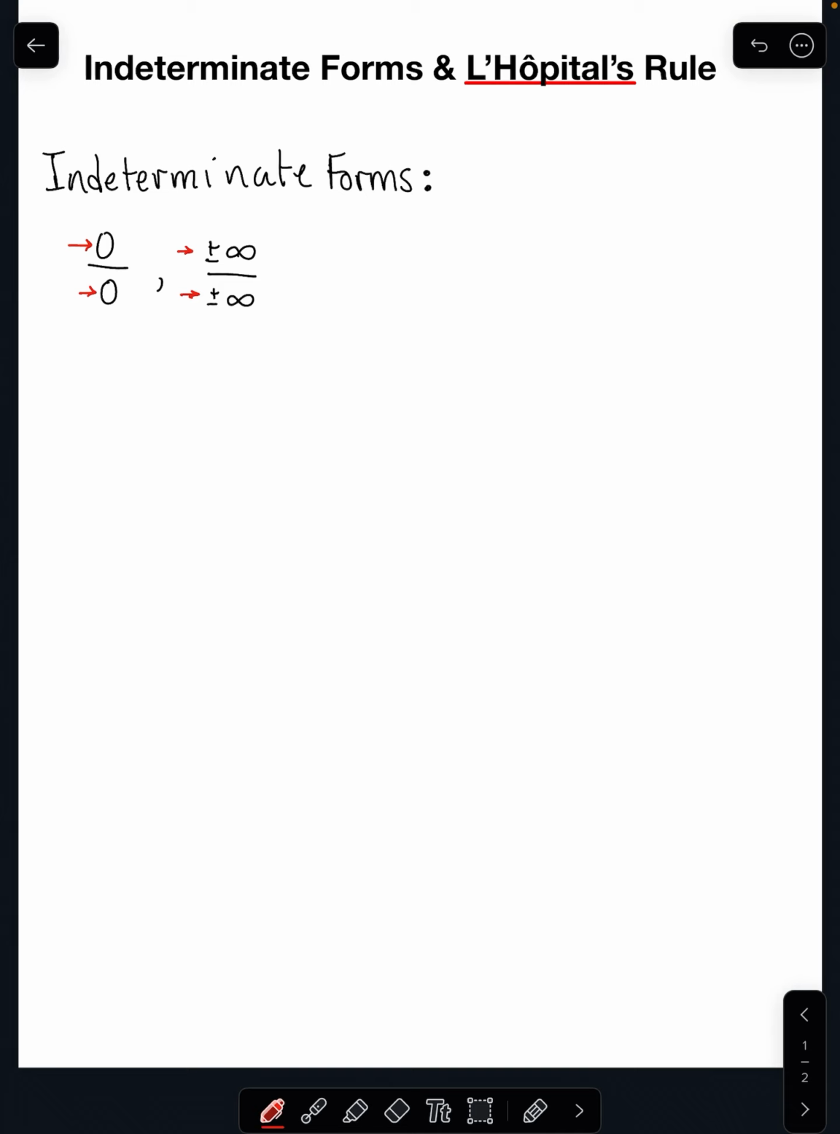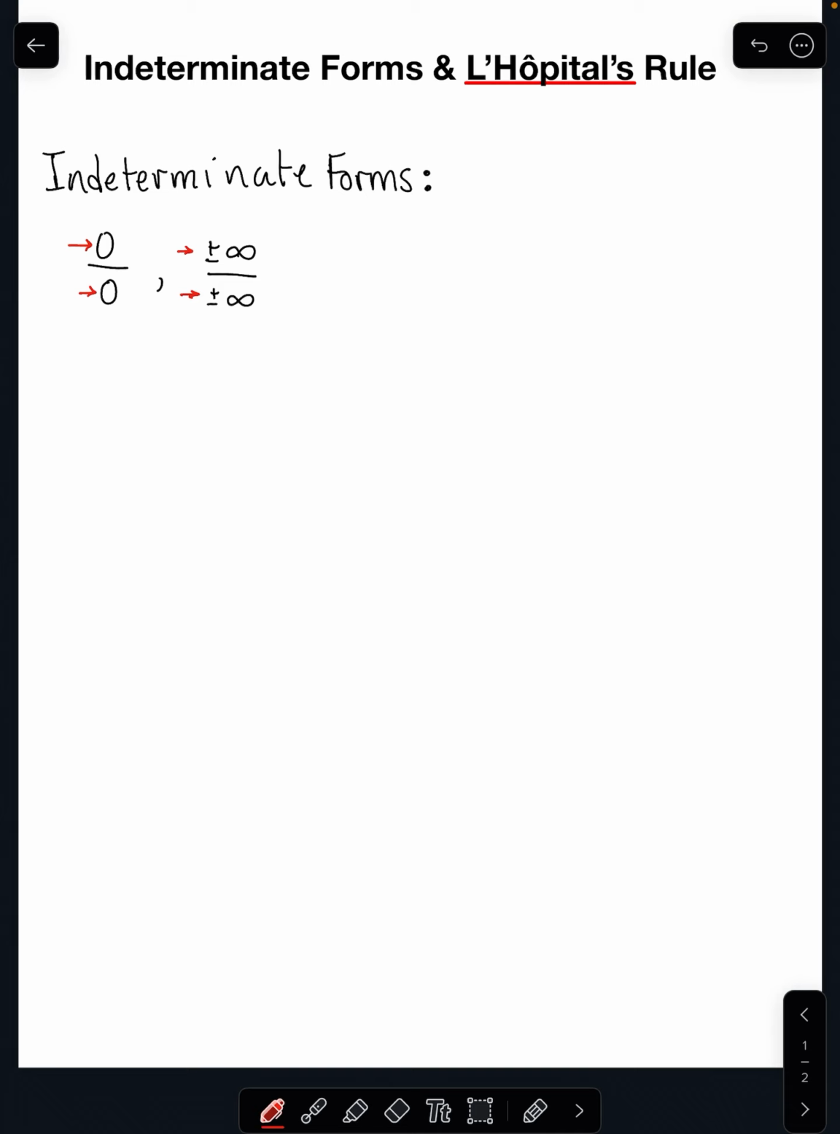So how we resolve that is we have to look at how quickly is the numerator approaching 0, and how quickly is the denominator approaching 0. Because whichever one is approaching more quickly is going to win in terms of control. Or perhaps they are approaching at a comparable rate, which means that we might end up with a non-zero, non-infinite value for the limit.